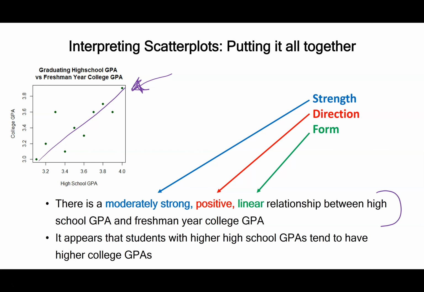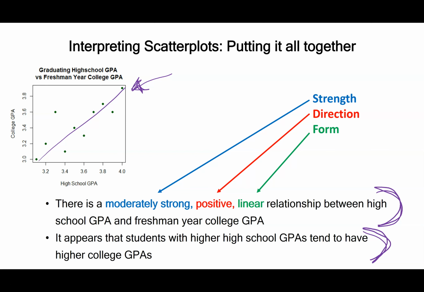And then this next part is super important. This is the context. So it's telling us we have this relationship between what? Between high school GPA and first year college GPA. And this is just a note here. It appears that students with higher high school GPAs tend to have higher college GPAs, which isn't usually too surprising, to be honest. So, this is us combining all of them.